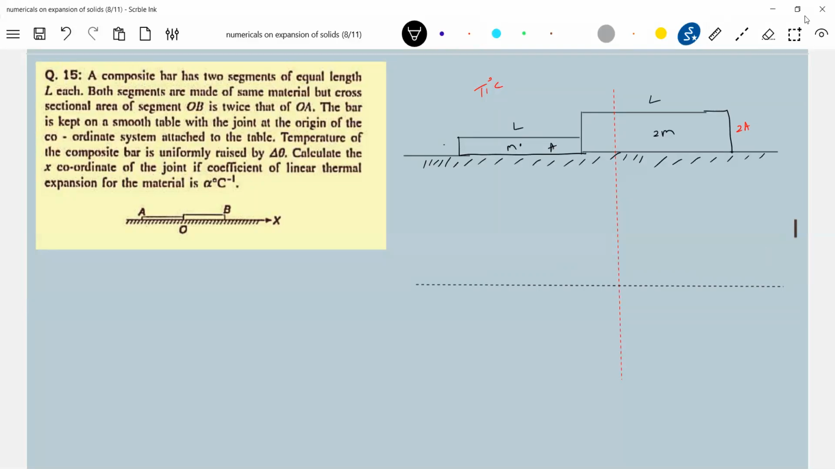So what should happen? Now it's asking, calculate the x coordinate of the joint if coefficient of linear thermal expansion of the material is this one. So the joint is here. This was a joint. Now the joint will shift. Okay, we'll take the situation like this. So the joint will shift here.